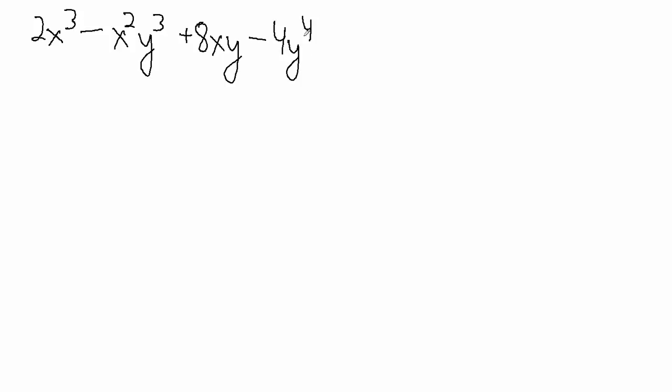Here's another example of factoring by grouping. So this time we're going to factor 2x cubed minus x squared y cubed plus 8xy minus 4y to the fourth.